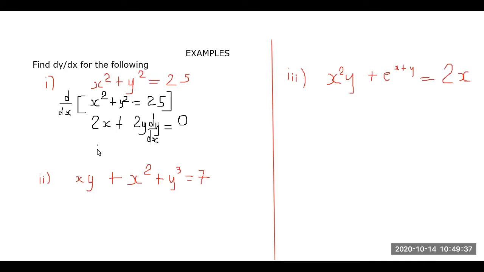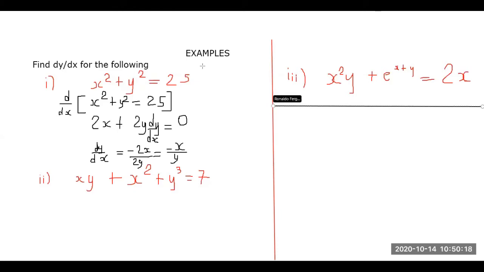If we transpose, dy by dx is going to be equal to, we can bring over the 2x to get negative 2x, divided by 2y. So dy by dx is negative x over y. Alright, that's using implicit differentiation. Now we could have, of course, differentiated this function normally by writing y in terms of x.